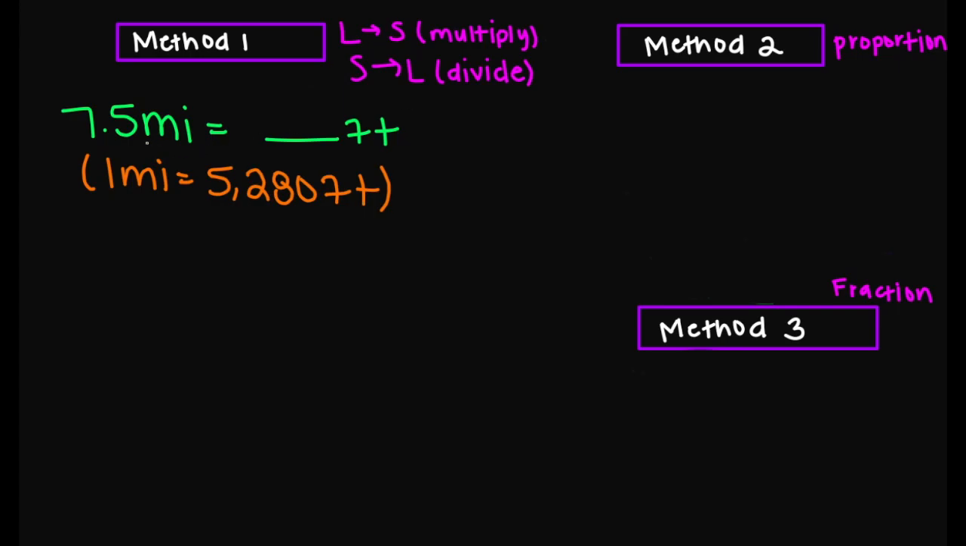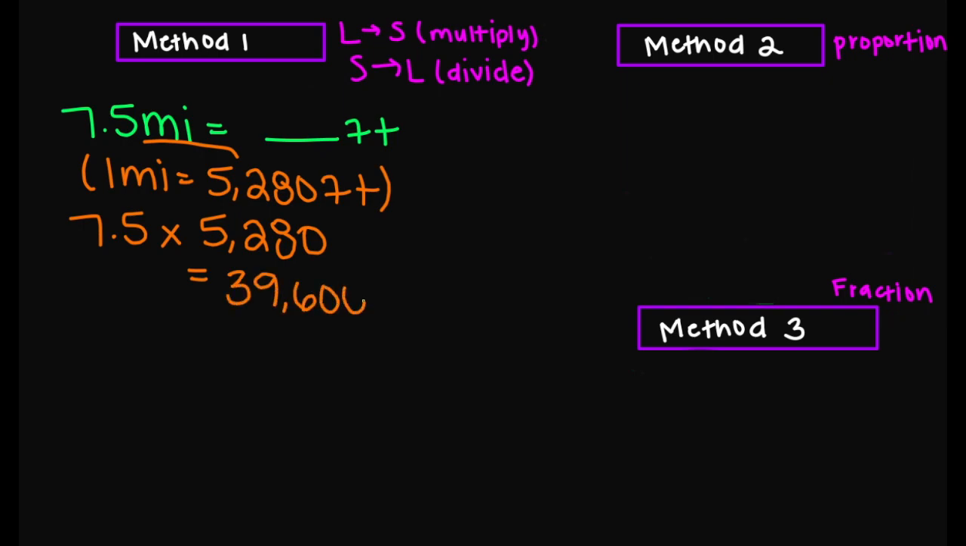And I'm going to multiply 7.5 times 5,280, because 5,280 is going to give me the 1 mile. So I am going to multiply both together. If I multiply 7.5 times 5,280, I am going to get as my answer 39,600, and this is going to be feet. So 7.5 miles equals 39,600 feet.